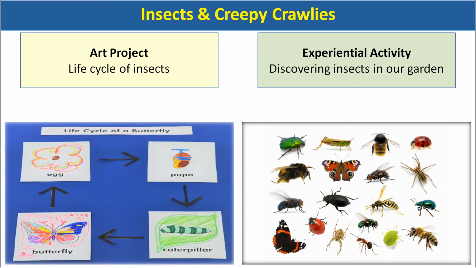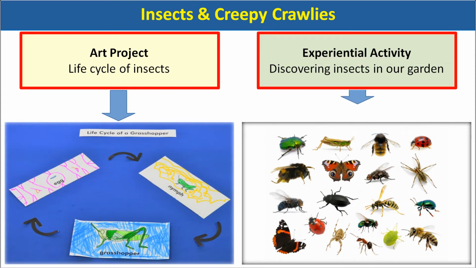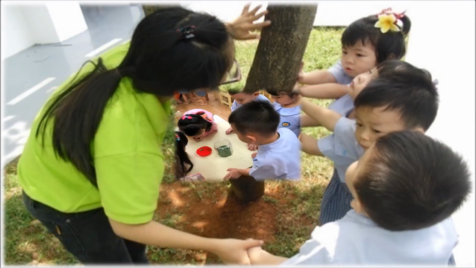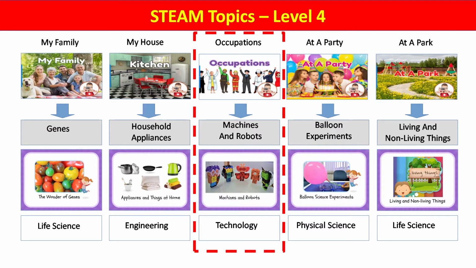They will then be involved in an art project, creating an illustration of the life cycle of insects. As part of the experiential activity, children learn to identify different insects through a discovery of the various insects in the garden.